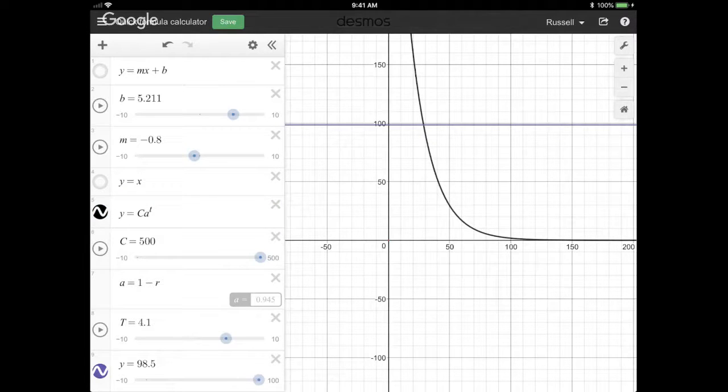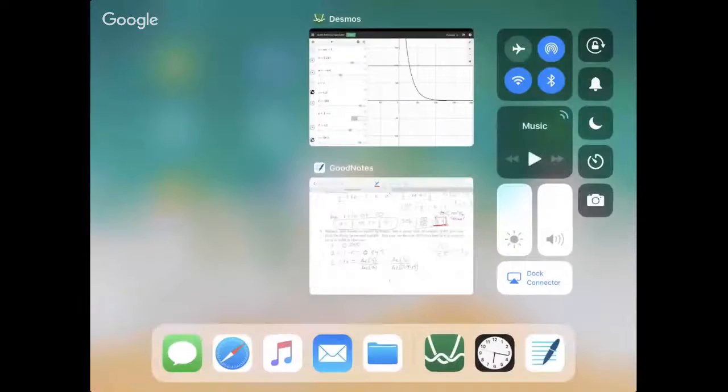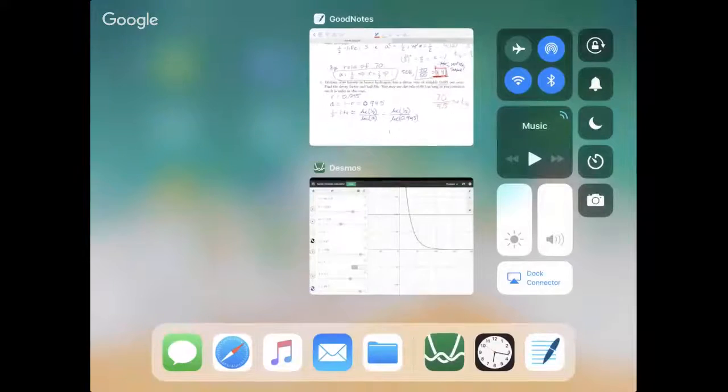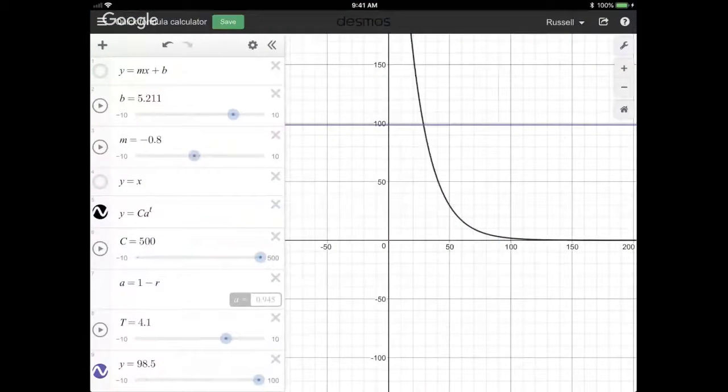What was the value we wanted to solve for? Oh, we want to know the half-life. Okay. Well, let's look up here.